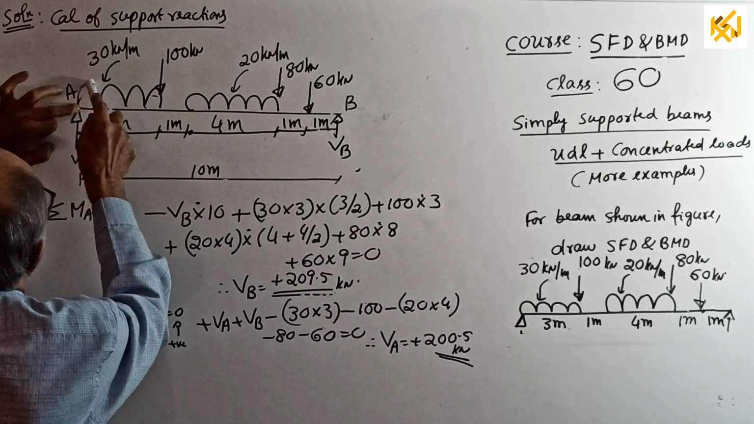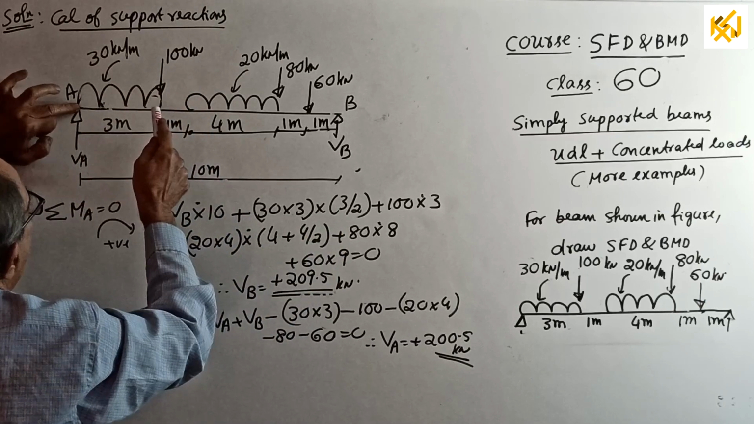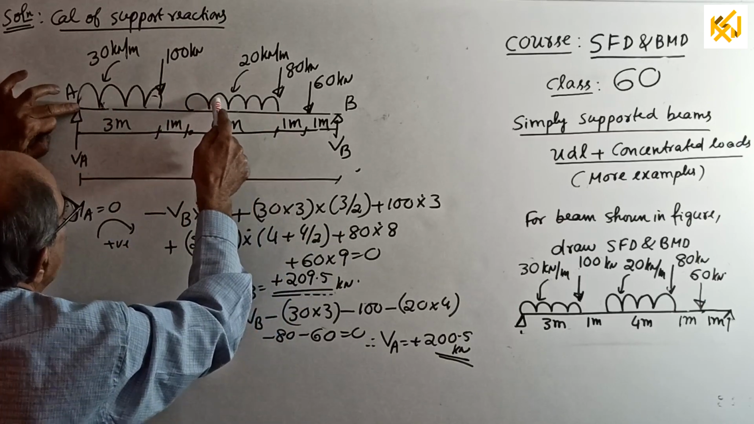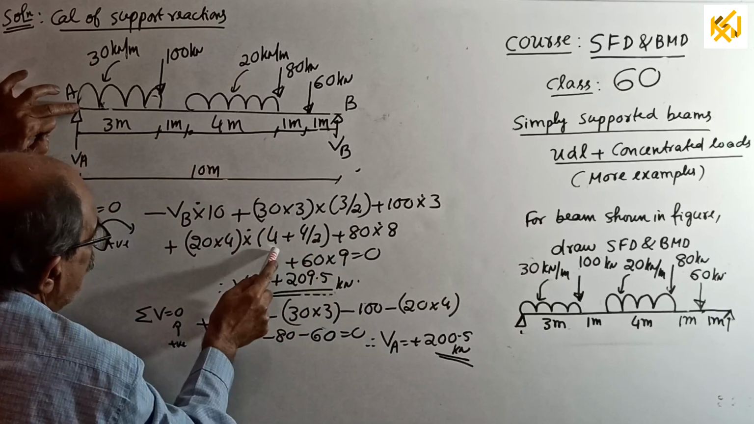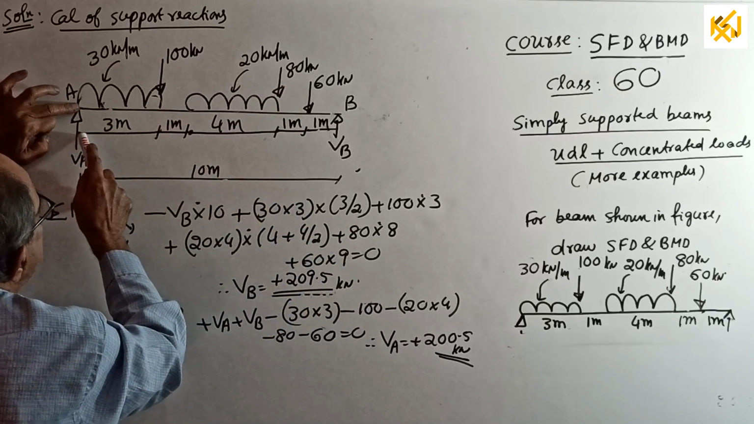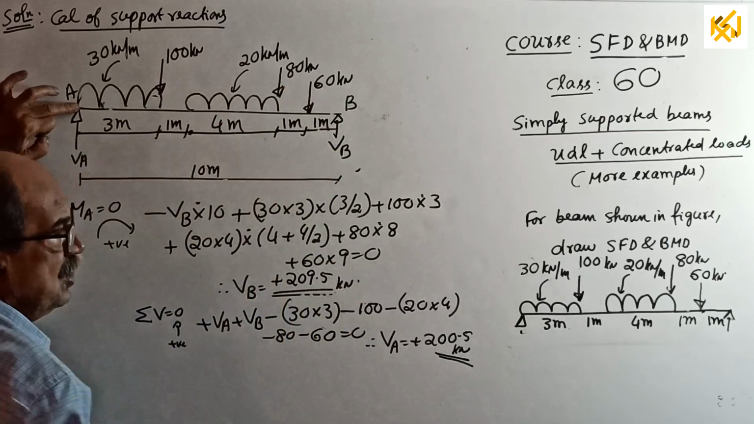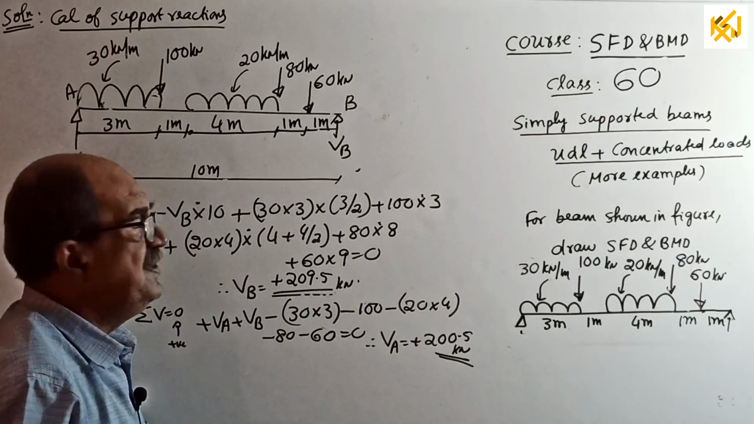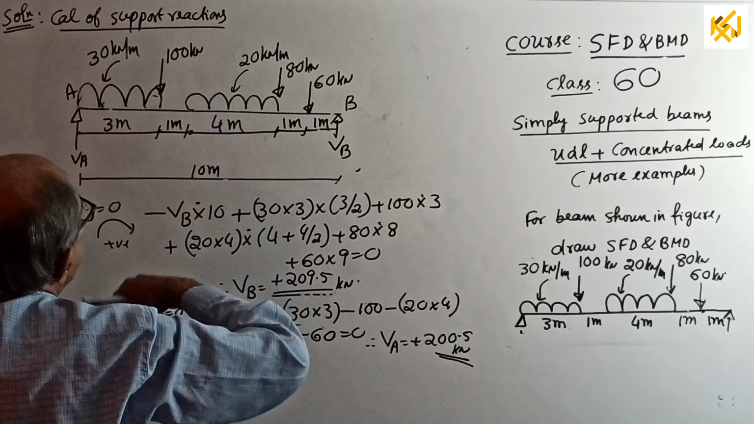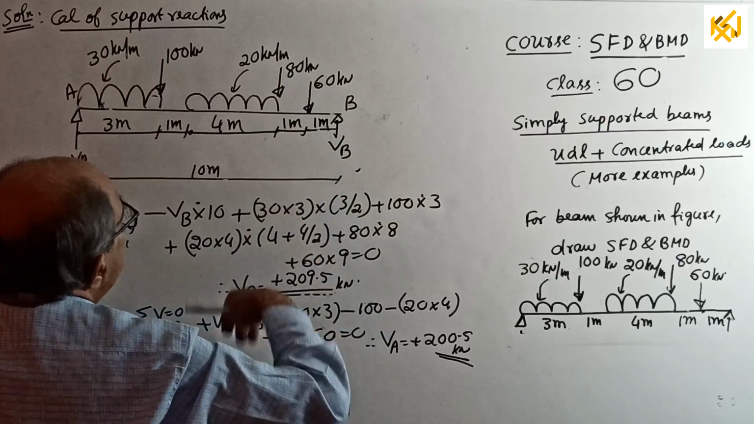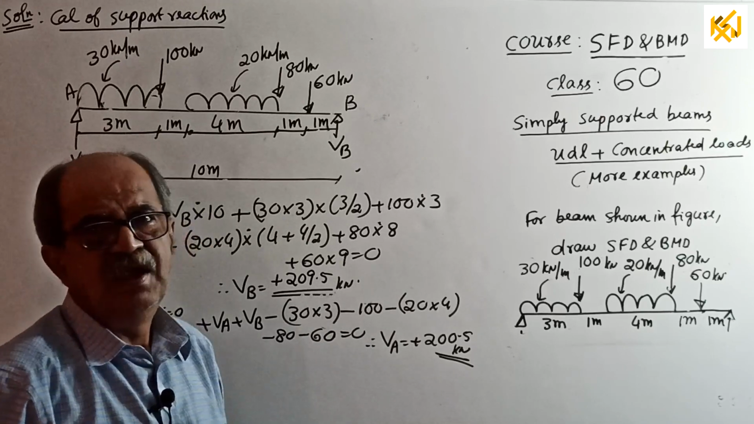So finger here only. 30 into 3 is the total load into 3 by 2, plus 100 into 3, 20 into 4 is the total UDL into 3 plus 1, 4 plus another half of 4, plus 80 into 3 plus 1 plus 4 is 8, and lastly 60 into 9 equal to 0. You get the value of VB. Sigma V equal to 0: plus VA plus VB minus 30 into 3, only loads now, minus 100, minus 20 into 4, minus 80, minus 60 equal to 0. Substitute VB, get the value of VA. We are ready for SFD and BMD.